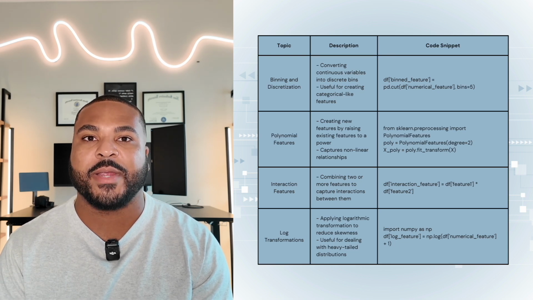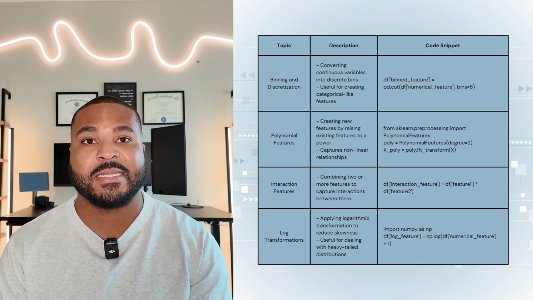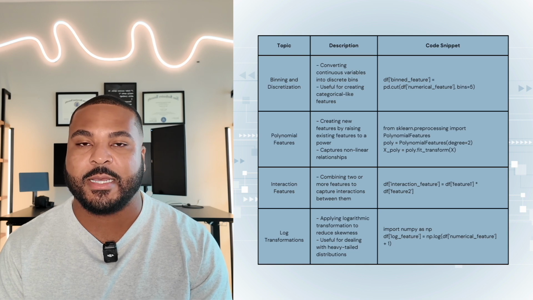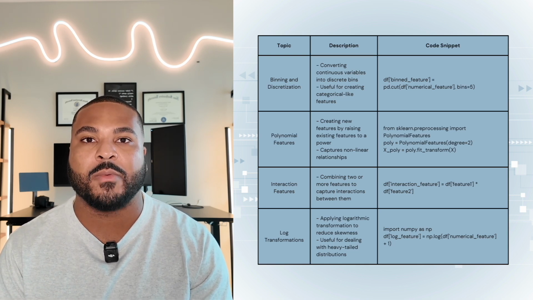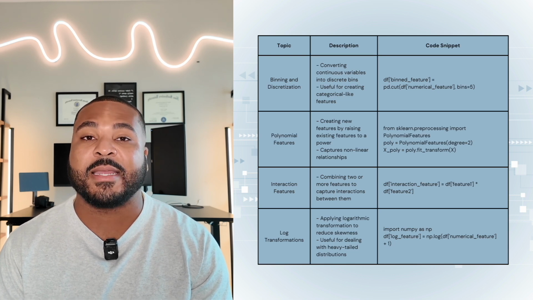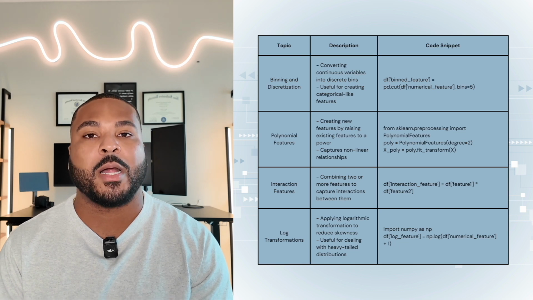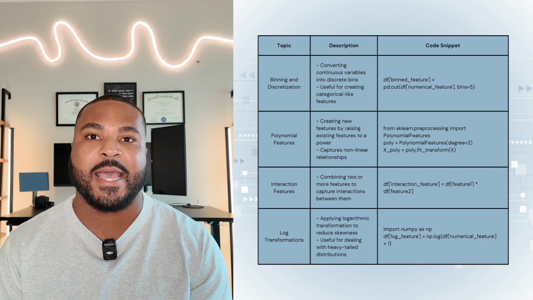Polynomial features are created by raising existing numerical features to a power. This technique helps in capturing nonlinear relationships in the data. And by generating polynomial terms, we can provide the model with more complex features that can improve its ability to fit the data. This code snippet will create polynomial features up to the 2nd degree for the feature matrix X.